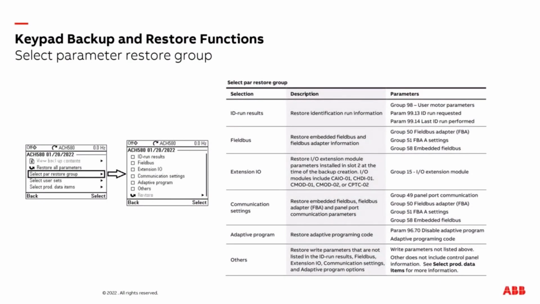Selecting parameter and restore groups. So when we select parameter and restore groups, we have multiple options. You can select one or all the options as shown in the video. ID run results, because we store the identification run information. Fieldbus information can be stored. Extension I/O information if you have the extensions on the drive. Communication settings and adaptive programming. And others would be anything that's not listed above on this chart.